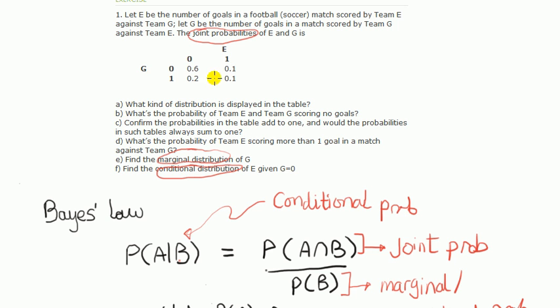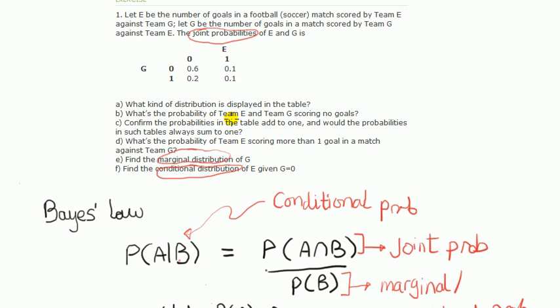Now back to the question. So look at the table here and look at part A. What kind of distribution is displayed in the table? Well, we have G here, the outcome is 0 and 1. E, the outcome is 0 and 1. And in the table here we have the probabilities. So this one corresponds to joint distribution. It's the joint distribution because these probabilities in these cells denote the probability of a joint event happening.